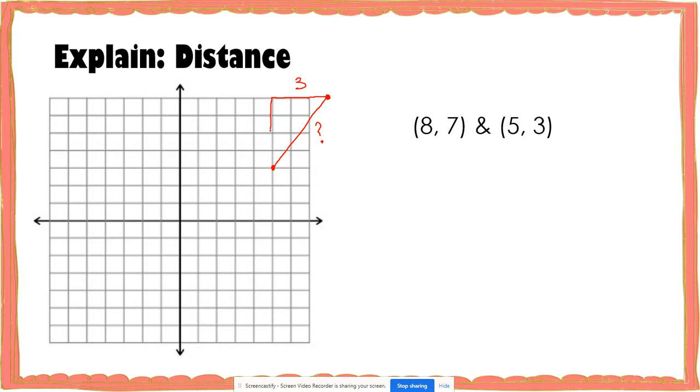And then I want to know my vertical distance here. Well, this is 1, 2, 3, 4. So this is 4. What I'm missing is my hypotenuse. So I'm going to plug in for my legs, which are 3 and 4, and I'm going to find my hypotenuse, which is my missing value.